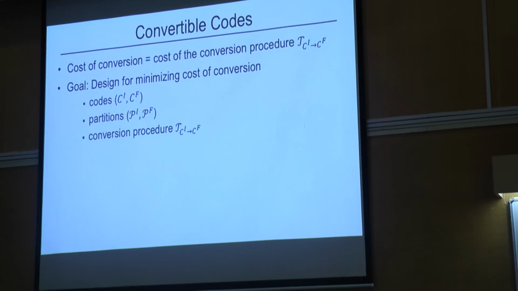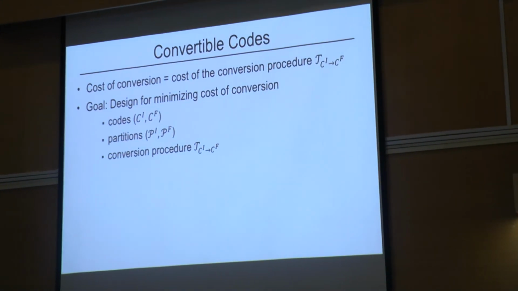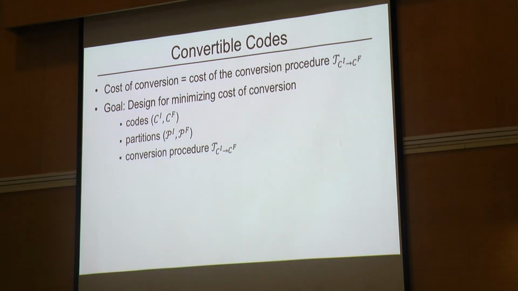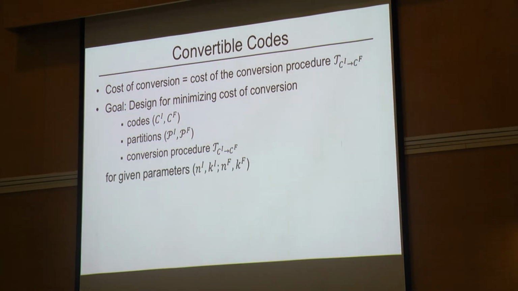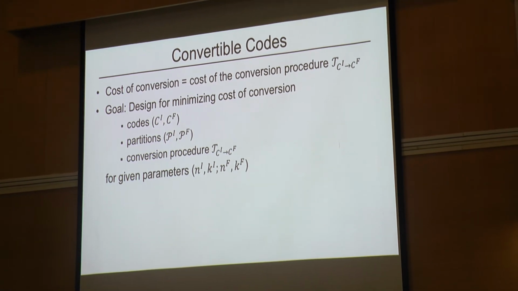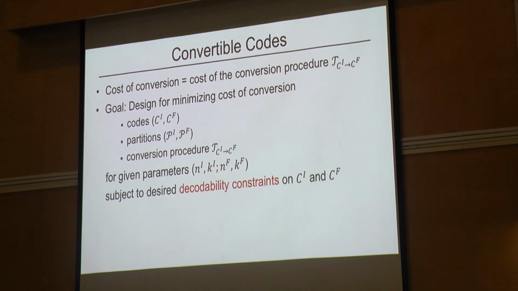So our goal is to design such as to minimize the cost of conversion, and we have 3 degrees of freedom to design. One is designing the codes, designing the partition functions, and designing the conversion procedure. We want to design this for given parameters Ni, Ki, and Nf, Kf, subject to some decodability constraints or requirements on both Ci and Cf, because we have data encoded under both Ci and Cf at some point in time in the storage system. So at those points in time, the decodability constraints need to be met.